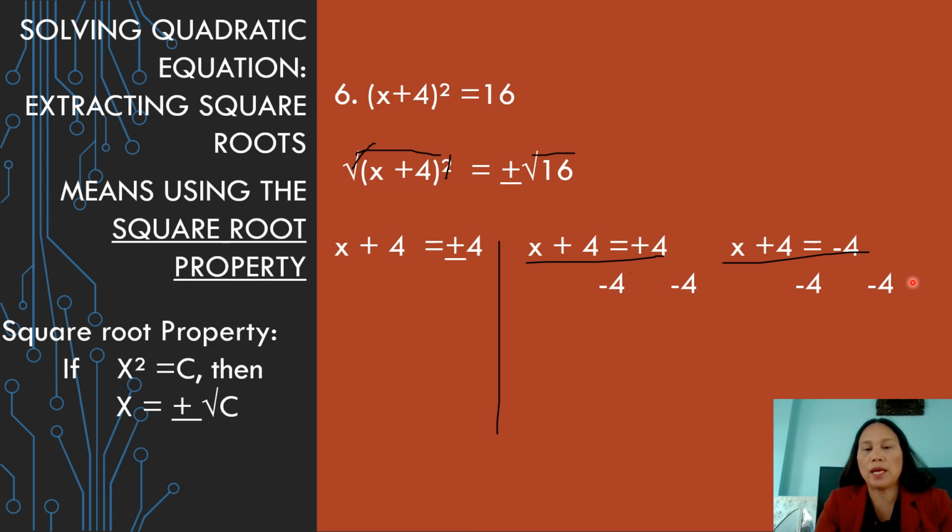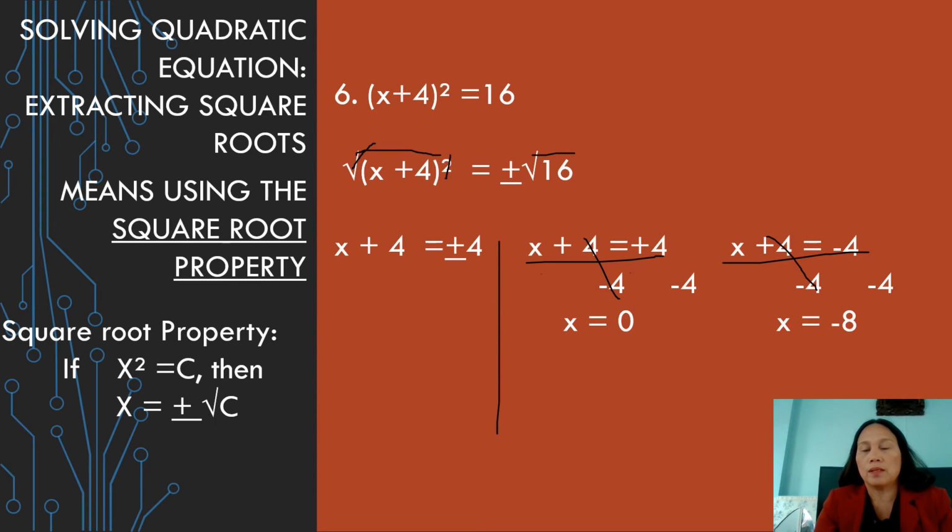So what is left now here? This is 0. So we have x is equal to 0. 4 plus negative 4 is equal to 0. On the other equation, same thing. We need to add negative 4 on both sides of the equation because this is positive. So when you're going to eliminate a number, you need to add the same number but opposite in sign.